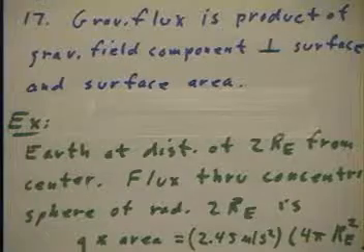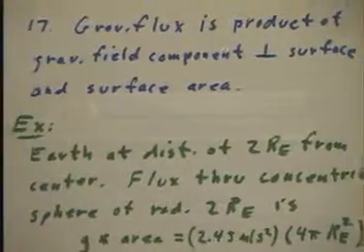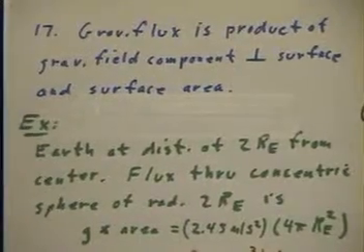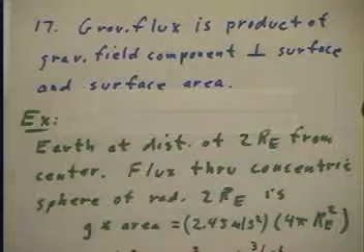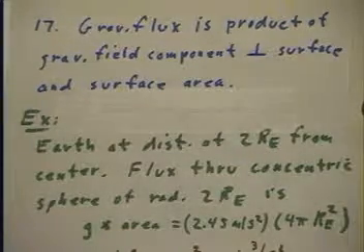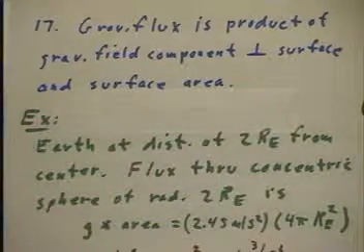What about gravitational flux? What do we mean by gravitational flux? Well, gravitational flux is the product of the gravitational field component, which is perpendicular to the surface, and the surface area. Okay? And what do we mean by that?